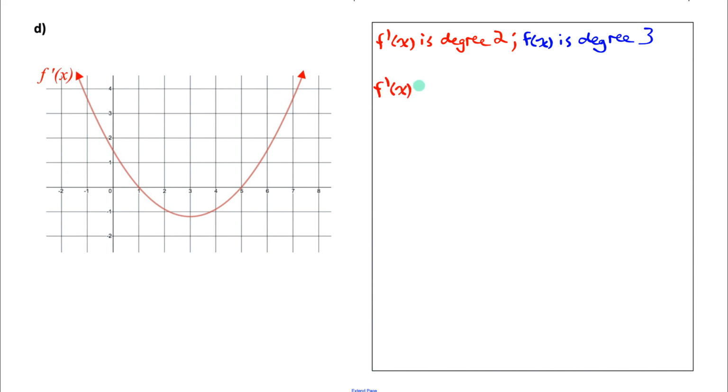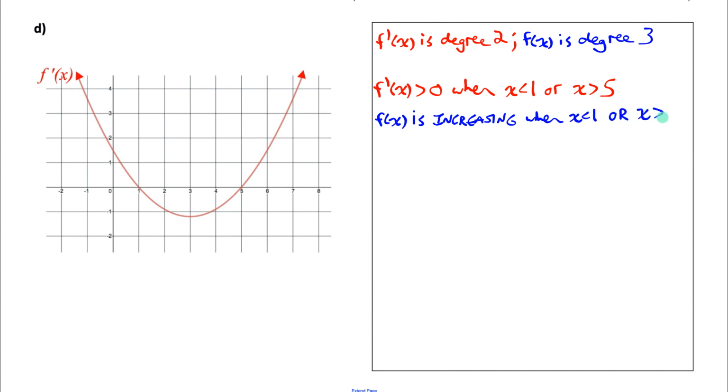F prime of x is greater than 0 when x is less than 1 or x is greater than 5. That's when the derivative is above the x-axis. So that tells us the original function must have positive slopes in those intervals. So the original function must be increasing in those same intervals. So f of x is increasing when x is less than 1 or x is greater than 5.